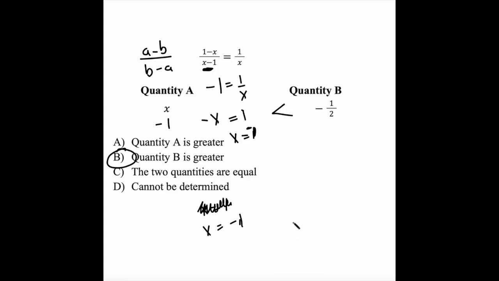I'm sorry to say, if you took the long way of cross-multiplying and solving this algebraically, you're actually worse off than just doing the simple rule of knowing that 1 minus x over x minus 1 is equal to negative 1.